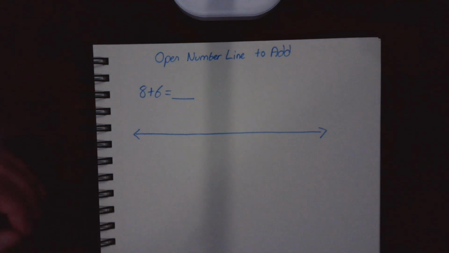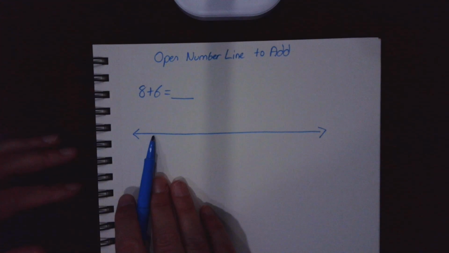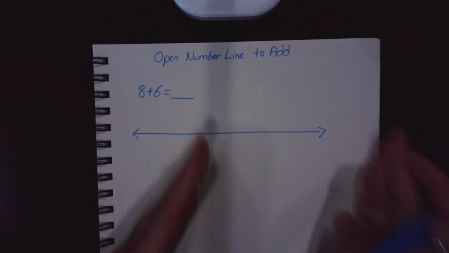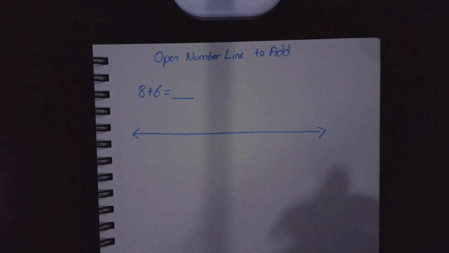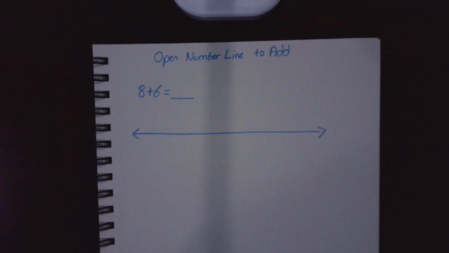The lesson that we're going to do today is adding on an open number line. The reason why it's an open number line and not just a number line is because the number line does not have to start at 0. You can take any point of the number line and make a number line. So we are going to add 8 plus 6 on this number line.